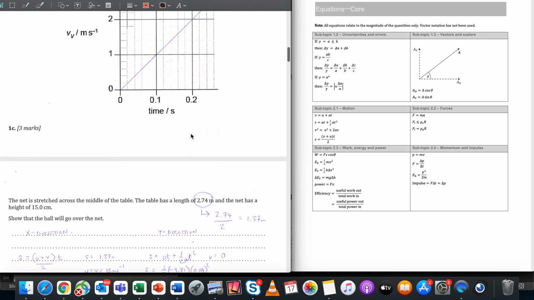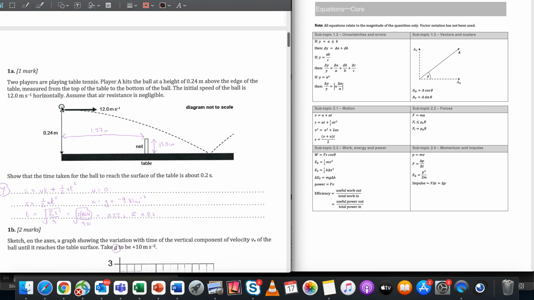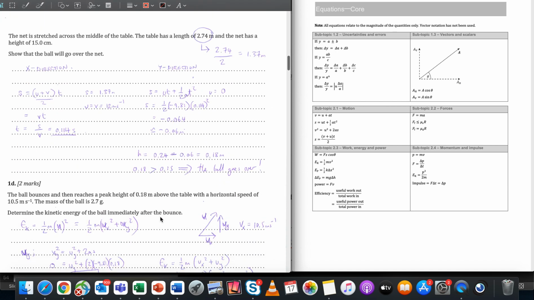Well, that means that we started at 0.24, and we've gone down by 0.06. So we're somewhere around right here at a y position, h, of 0.24 minus 0.06, which is 0.18. Now, the result of that is that the ball will go over, because 0.18 is greater than 0.15. Okay, really nice question, this one. Lots to think about, and as I said before, a lot to do with thinking about what's happening in the x and the y directions.